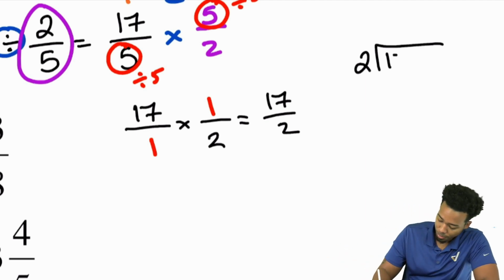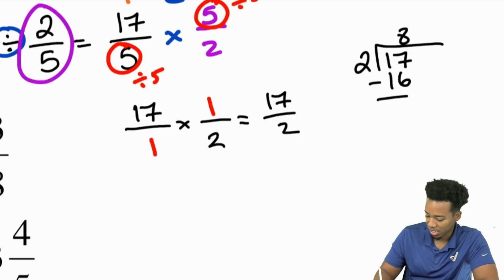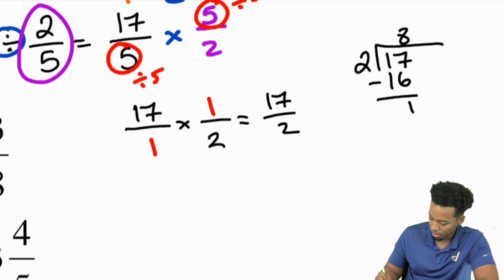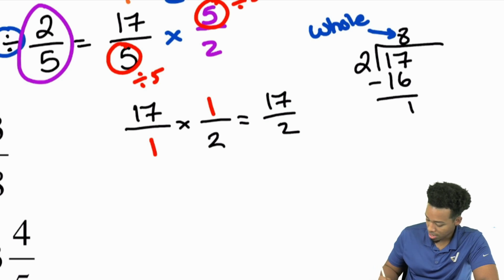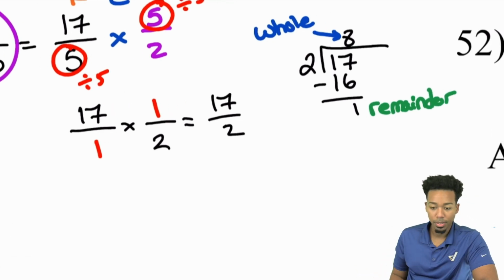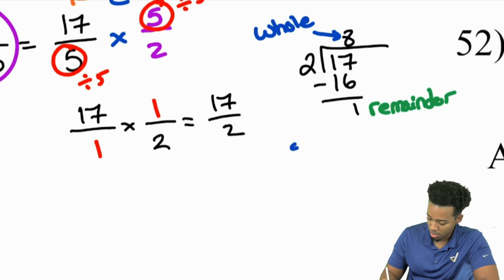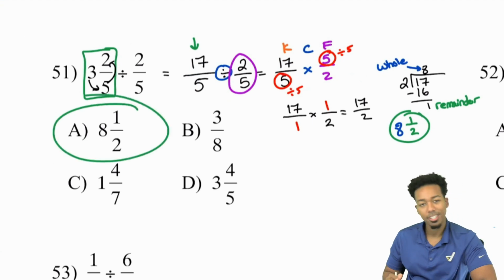So here, 2 into 17, 2 goes into 17 8 times, because 8 times 2 is 16, and you have 1 left over. So remember, this right here is your whole number. That is your whole. And over here, this is going to be your remainder. That is your remainder. Boom. And so with that, your answer is going to be 8 with 1 out of 2 left over. 8 and 1/2 is your answer.